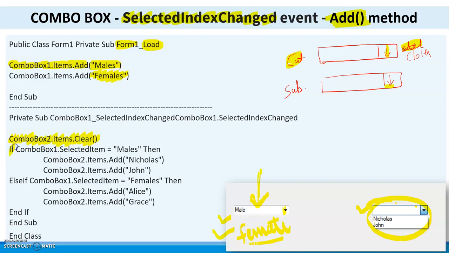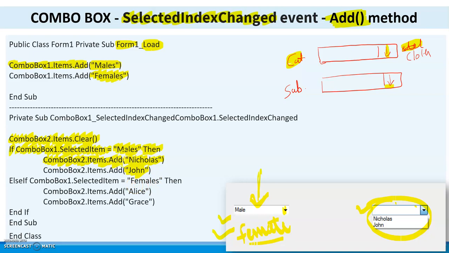Then if, we know if else we have already used in the C, it is very similar to the C. If the combo box 1 dot selected item, the property selected items, is equal to males, we are checking it. If it's males, then what do you want to do? In the combo box 2, combo box 2 dot items dot add, what do you want to add? I want to add Nicholas, right? And another name, John. You can add 3, 4, 5 multiple names, right?